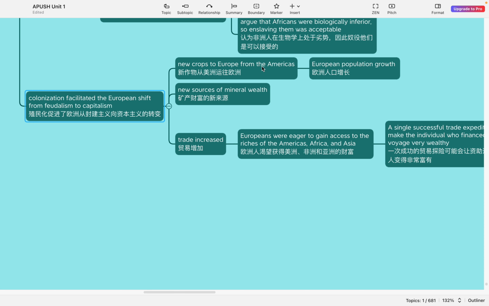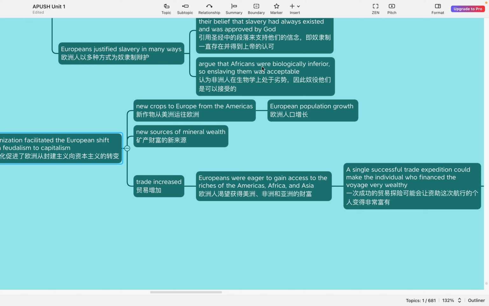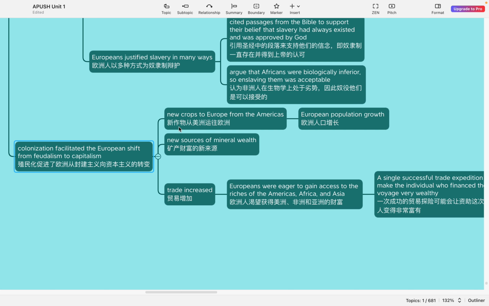Colonization in the Americas also significantly impacted Europe, primarily in the transition from feudal system to capitalist economies. New crops provided more food sources and nutrition, boosting European population growth. It was like Europe suddenly discovered a magic pantry that never ran out.